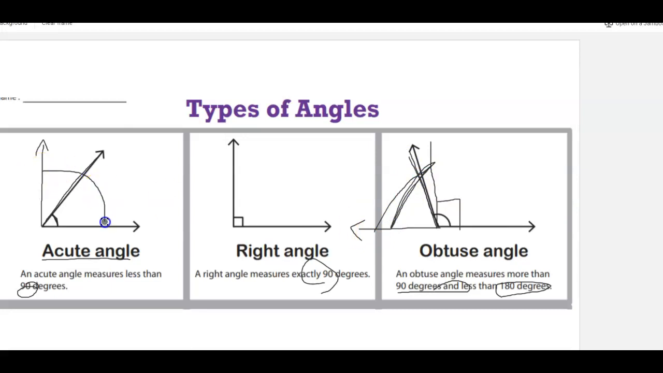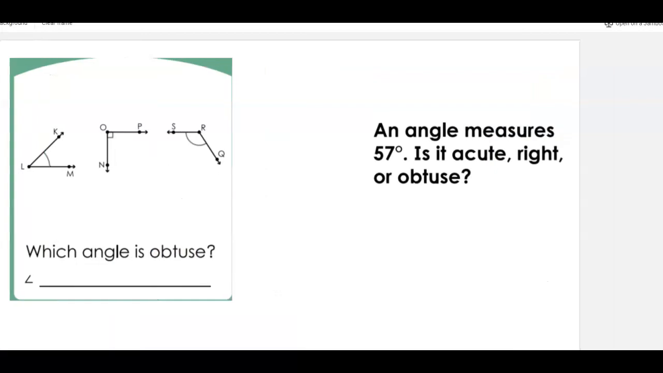So any angle that falls within this range is obtuse. Any angle that falls less than 90 degrees is acute. And any angle that's exactly 90 degrees is right. Okay? So acute, less than 90, right, and then obtuse is more than 90. So let's do some practice.